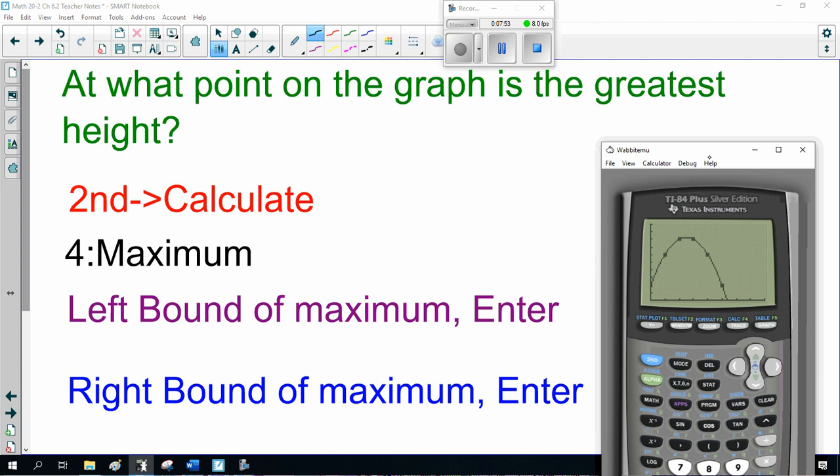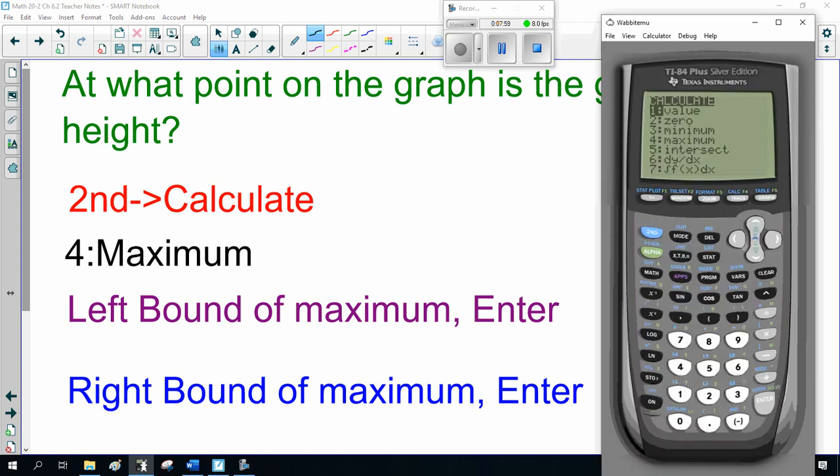Second, calculate, number 4, maximum. Now, left bound, see where it says left bound here? You want to be to the left, so scroll over, see this little blinky? Go to the left of the peak, like that. And see the little arrow above it? Now we have to go to right bound. So we want to be to the right of this. Now this is important because Mr. Calculator is stupid, and we have to tell it to look for the peak.